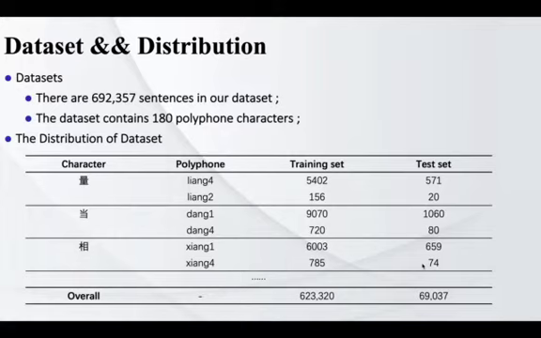As shown in the table below, the distribution inside some polyphonic characters is imbalanced, such as the polyphonic character liang. One pronunciation of liang appears 5,402 times in the training dataset, and at the same time, another pronunciation of liang only appears 156 times in the training dataset. The same situation also appears in the polyphonic characters dang and xiang. So we can see that there are some polyphonic characters that suffer from the imbalanced distribution.